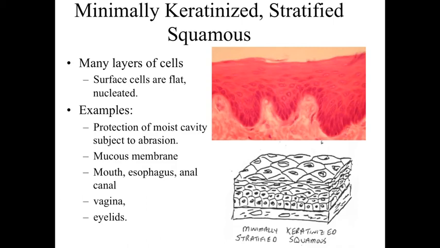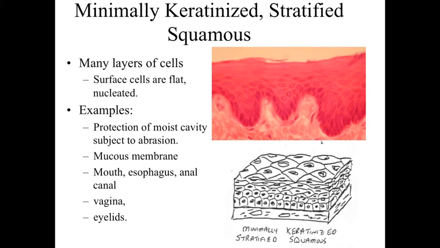Keratin, as we described previously, is an intermediate filament. It's going to be involved with the cytoskeleton, and with strength within these cells. Minimally keratinized means we've got a little bit of that there, and it's not in its most stable form, in essence. And we're going to see nucleated cells along the surface.